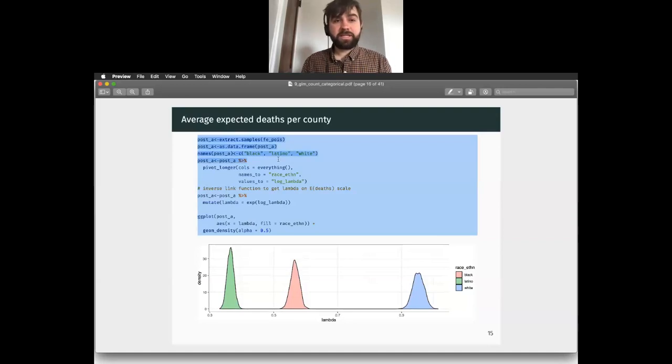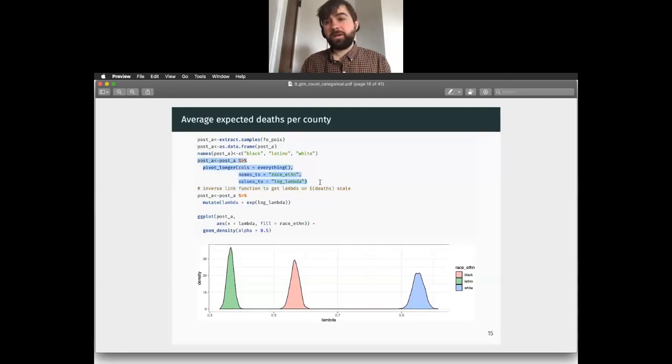Actually, in this case, I'm just going to extract samples, and I'm going to turn those into a data frame. I showed you pivot longer in lab. I'm going to use it here.